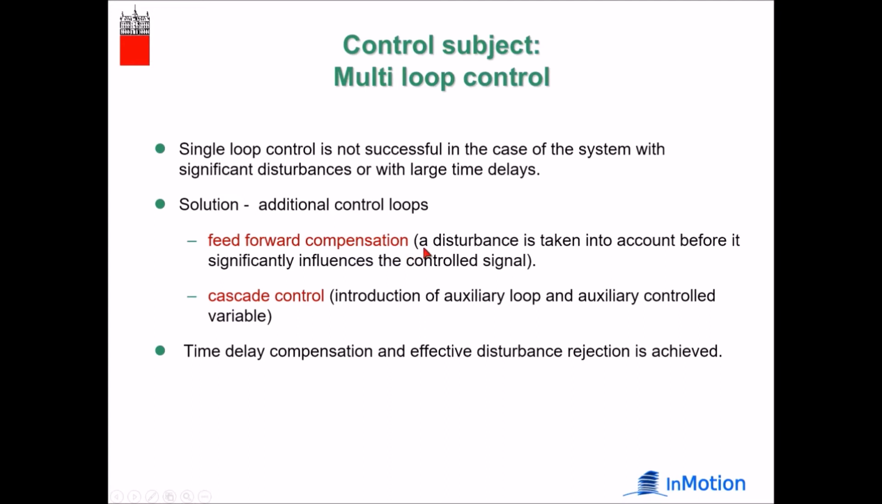It works in such a way that a disturbance is taken into account before it significantly influences the controlled signal. The other approach is cascade control. This is the feedback control solution, and it means the introduction of an auxiliary loop and auxiliary controlled variable. Time delay compensation and effective disturbance rejection is achieved with both approaches.